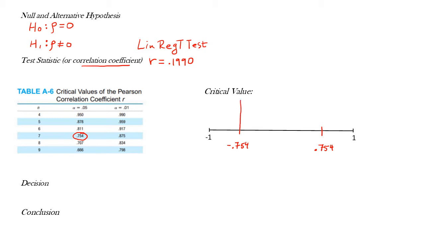So in this case, it's going to fall somewhere in the middle. In fact, it's going to land pretty close to 0, right? 0.1990 would be maybe somewhere around here. So because it's in this region in between, we know we're going to have to fail to reject. And it's pretty close to 0, so that tells us that it's very possible here that there is no correlation. So we're going to fail to reject.